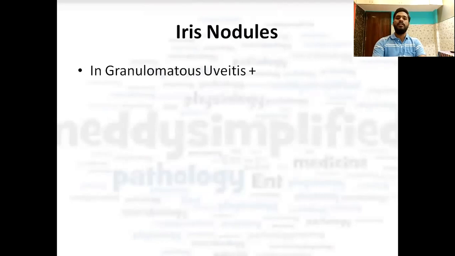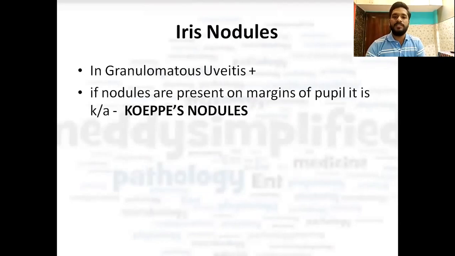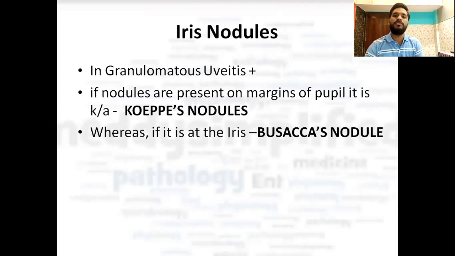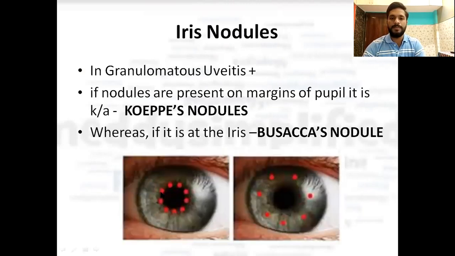Going further, iris nodule. It is a sign. Iris nodules are usually present in granulomatous uveitis. If present on the margins of the pupil, it is known as Koeppe nodule. If it is present on the iris itself, the body of the iris, it is called Busacca's nodule. Right. So this is present on the margin of the pupil. So this is the Koeppe nodule. This one is present on the iris, the body of the iris. This is known as Busacca's nodule.